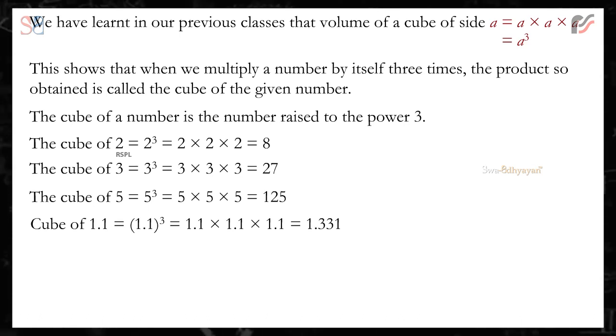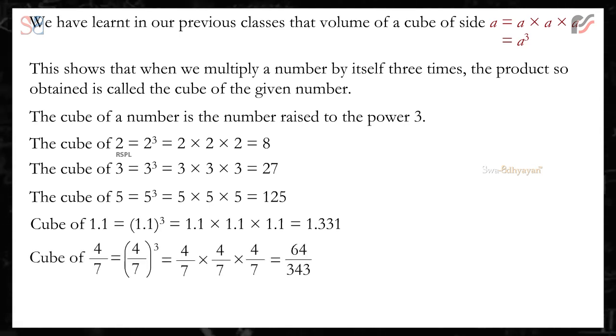Cube of 1.1 is equal to 1.1 whole raised to the power 3, which is equal to 1.1 into 1.1 into 1.1, which is equal to 1.331. Cube of 4 by 7 is equal to 4 by 7 whole raised to the power 3, which is equal to 4 by 7 into 4 by 7 into 4 by 7, which is equal to 64 by 343.